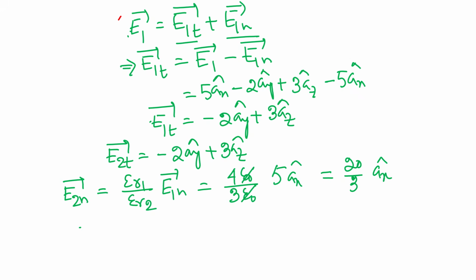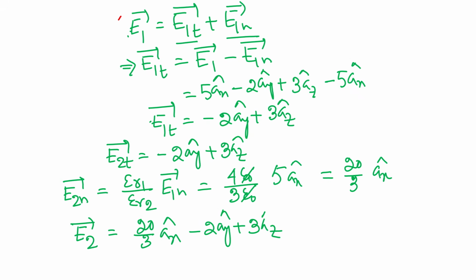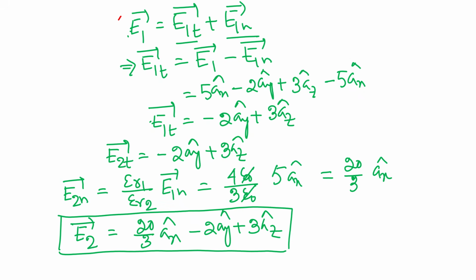So finally my E2 vector will be equal to 20 by 3 ax cap minus 2ay plus 3az. So again we have calculated the E2 vector based on the conditions given in the question and based on the expression of E1, which is again given in the question, by applying the boundary conditions for electric field.